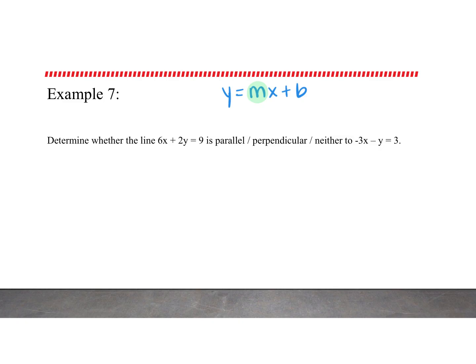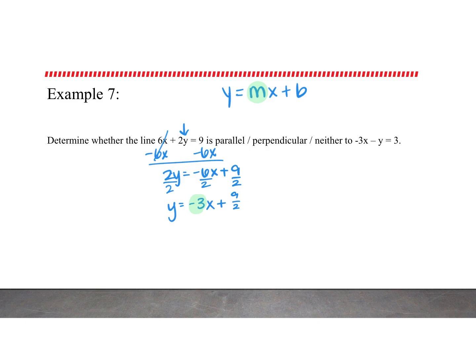So for our first one, 6x plus 2y equals 9, we want y to stay. So we're going to subtract 6x from both sides. We have 2y equals negative 6x plus 9. Then we can divide everything by 2 to get y by itself. Negative 3x plus 9 halves. Once y is alone, then we can find the slope. It's always attached to the x.